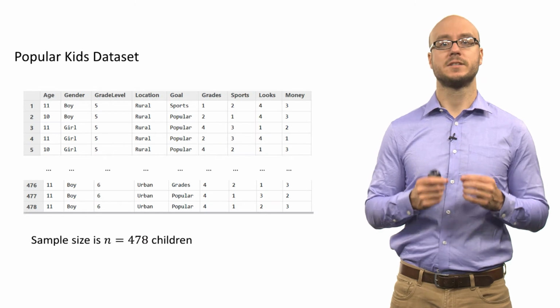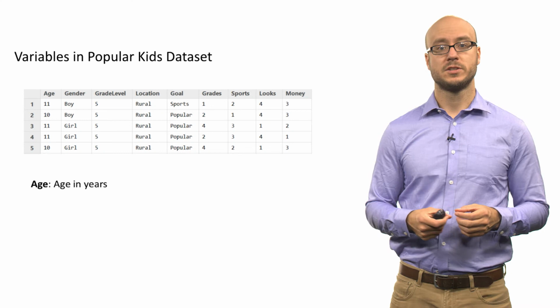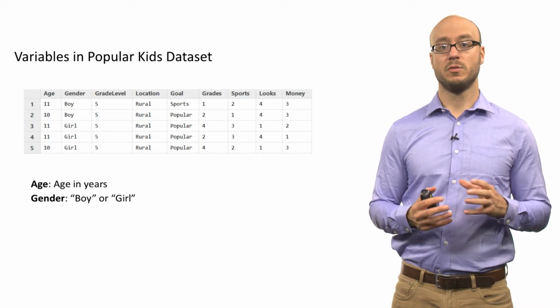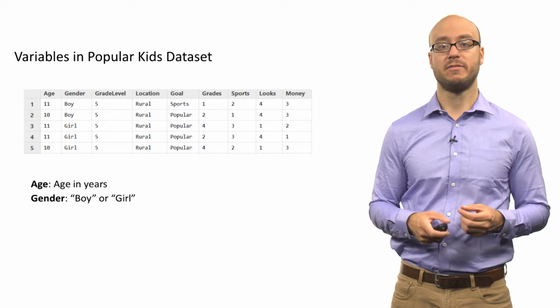In addition to these 2 questions, the social psychologists also gathered other data about the students. This is what the data set looks like. You can see in this data set there is an N of 478 children, so the sample size is 478. That means there are 478 rows or cases or observations. Then we have several variables. The variables include age in years, and gender, whether the student is a boy or a girl, so those are the 2 levels of that factor.